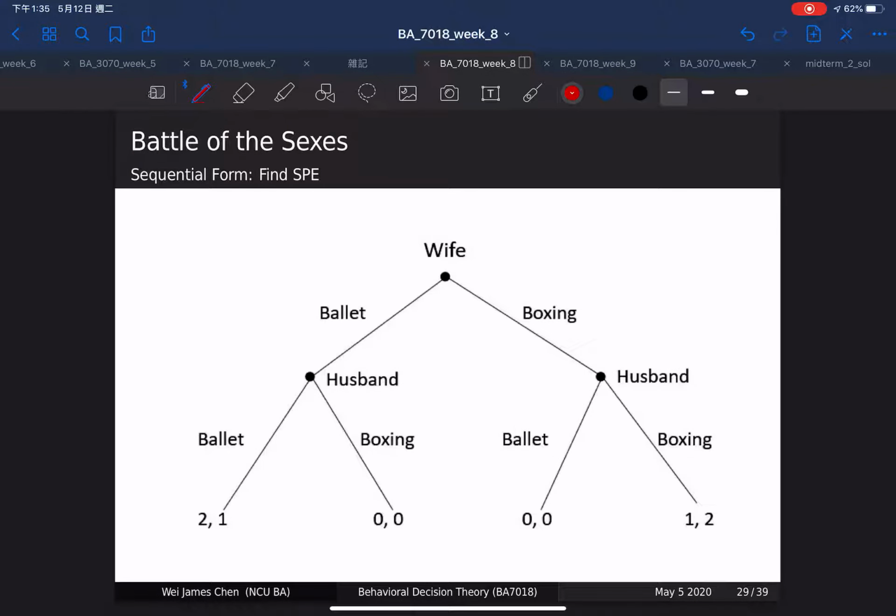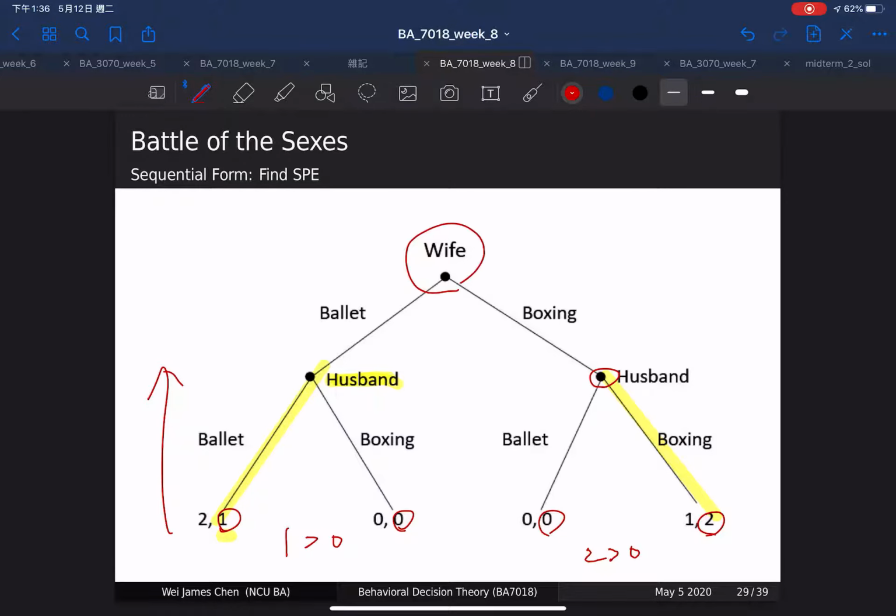So how do I actually find this? Like I said, you need to do backward induction. What I do is consider when the husband is standing here, what would he do? He will always choose this one because it gives a higher payoff, because 1 is greater than 0. Is that clear? How about here? If the husband is here, what will he do? He will choose here, because 2 is greater than 0.